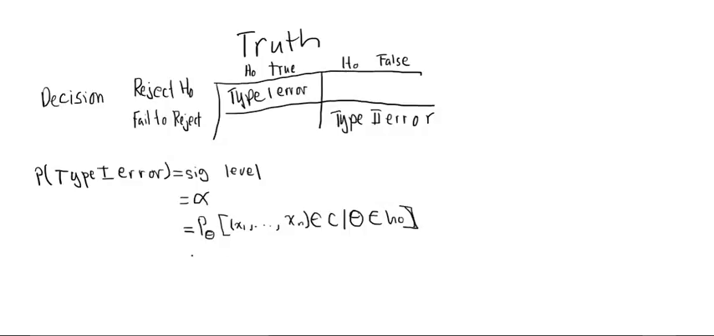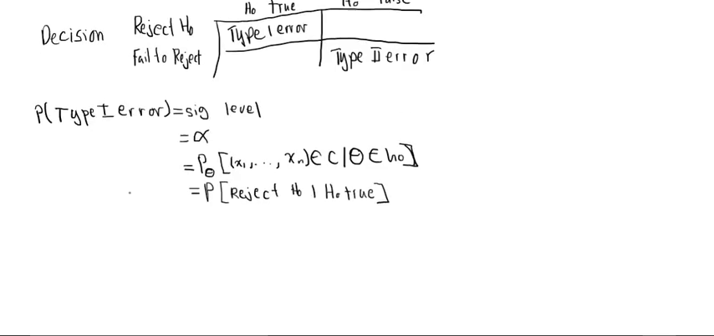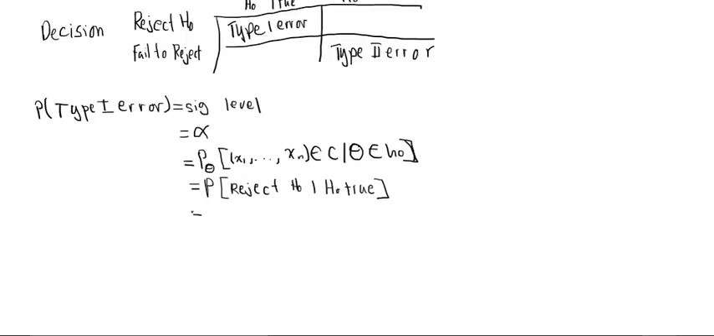Which is equivalent to saying the probability we reject H naught given the null is true. This is also called a false positive.